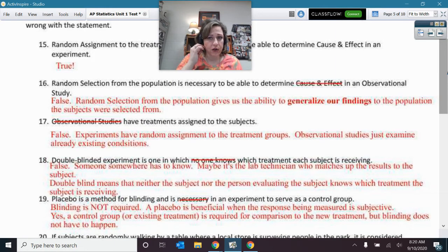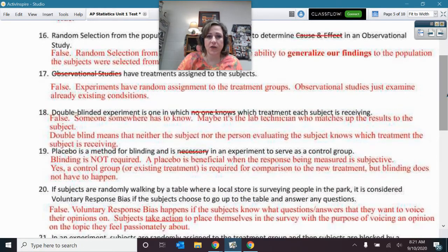Okay, so here, this one, random selection is not what allows you to do cause and effect. It's random assignment, and so you can't do that in observational studies. Random selection is what allows you to generalize to the population. So that's the purpose of randomly selecting from the population. That's who you can then generalize to.